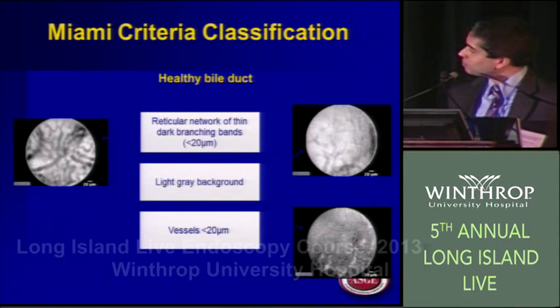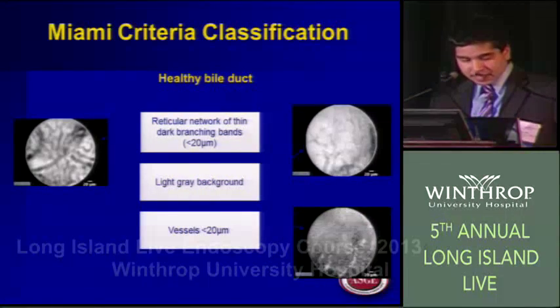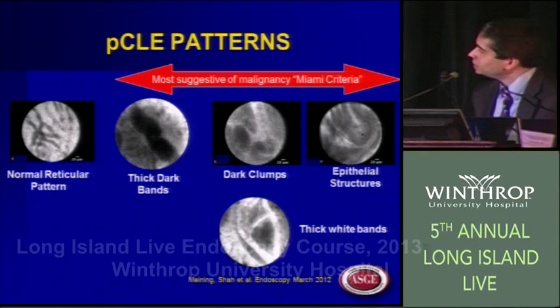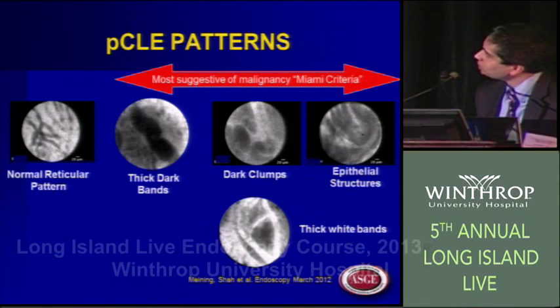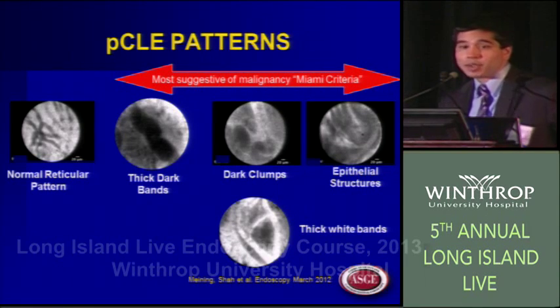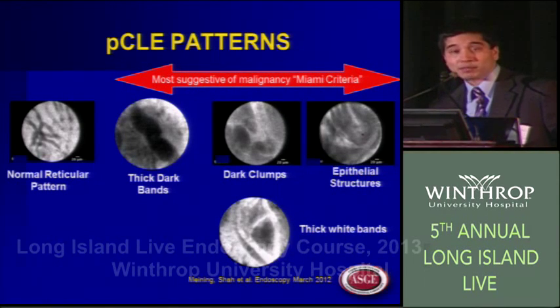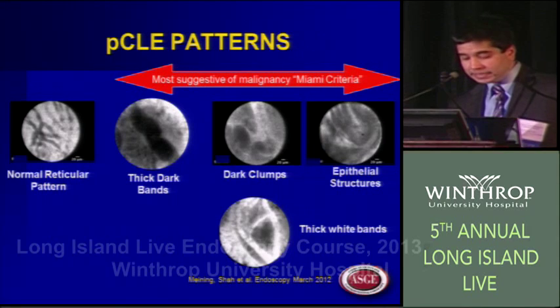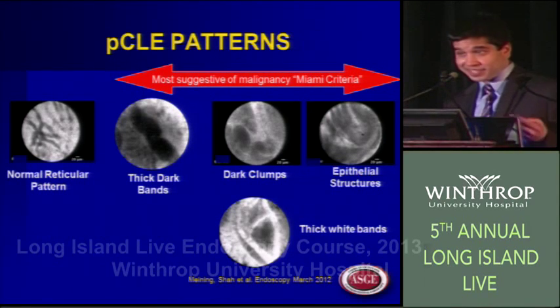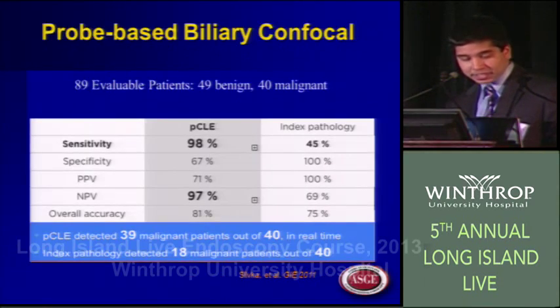You'll see some fluorescein uptake in the vessels that are less than 20 micrometers, and that's felt to be healthy. What is in stark contrast to healthy is abnormal. So you still see some dark clumps, thick dark bands, epithelial structures, and thick white bands. Thick white bands are greater than 20 micrometers, which is a reference point on the machine itself. Usually we look to see if there are at least 2 criteria to say this is malignant or not.